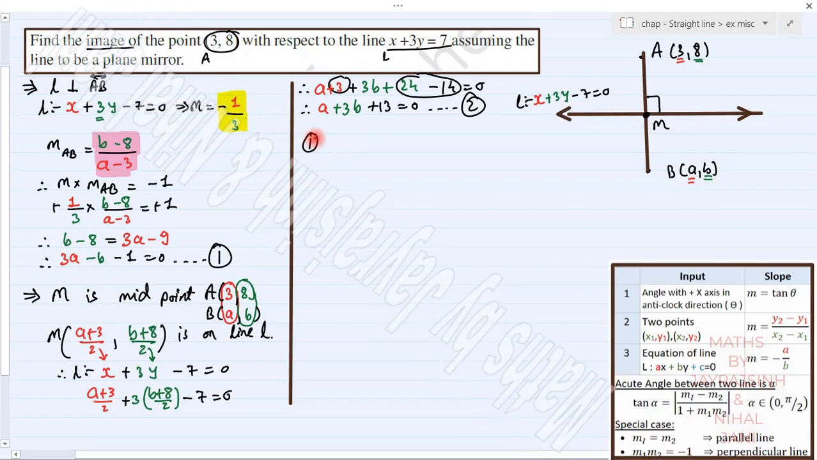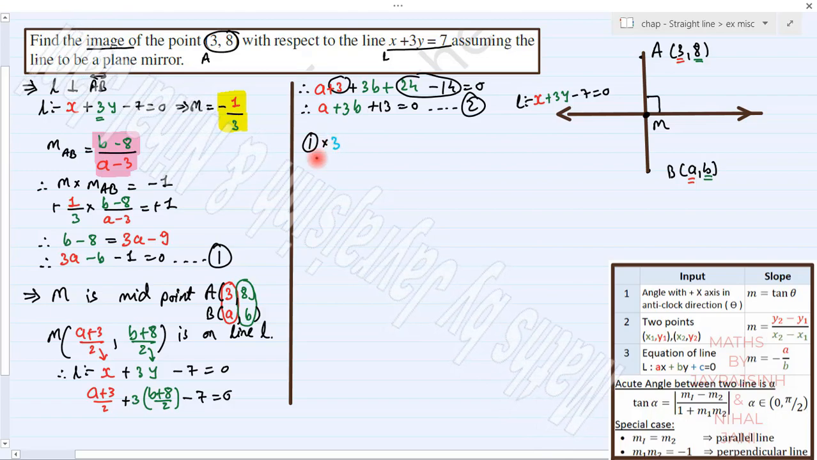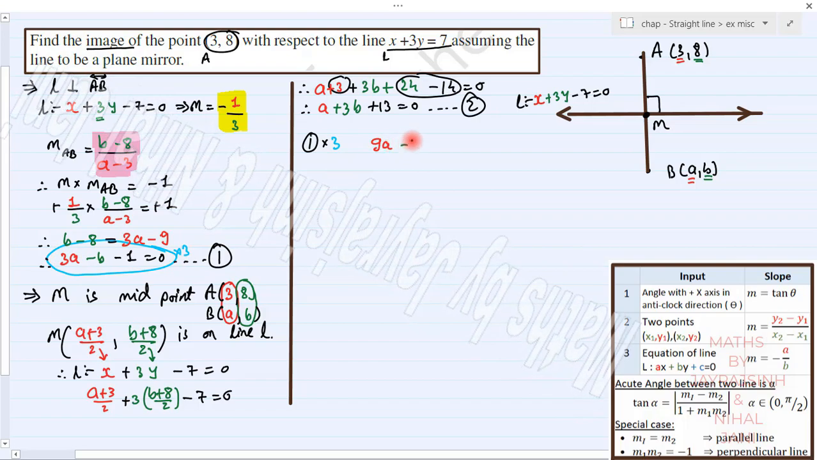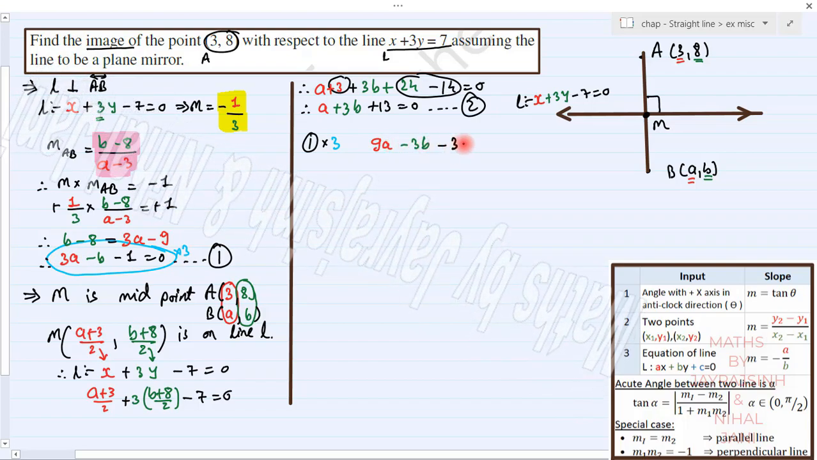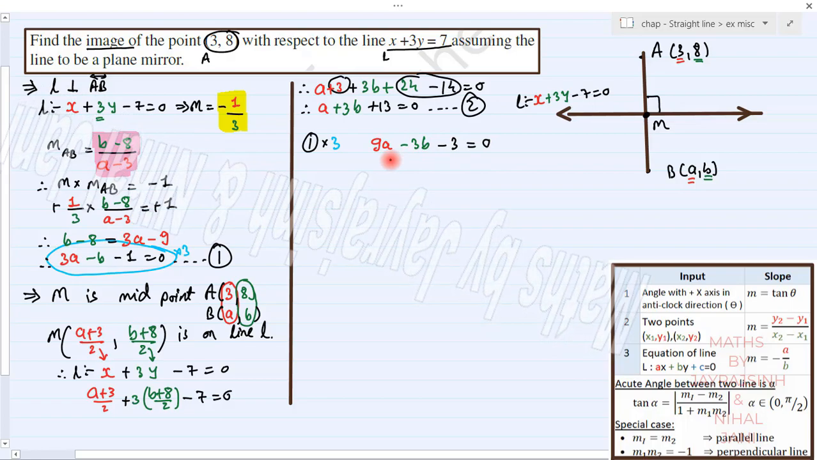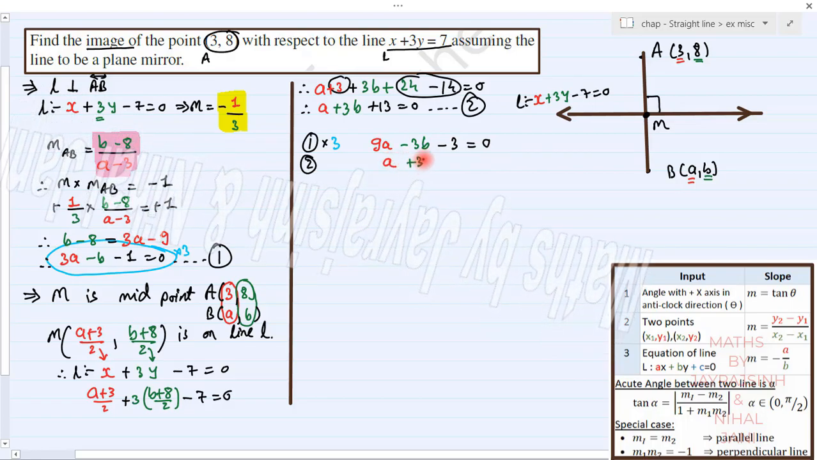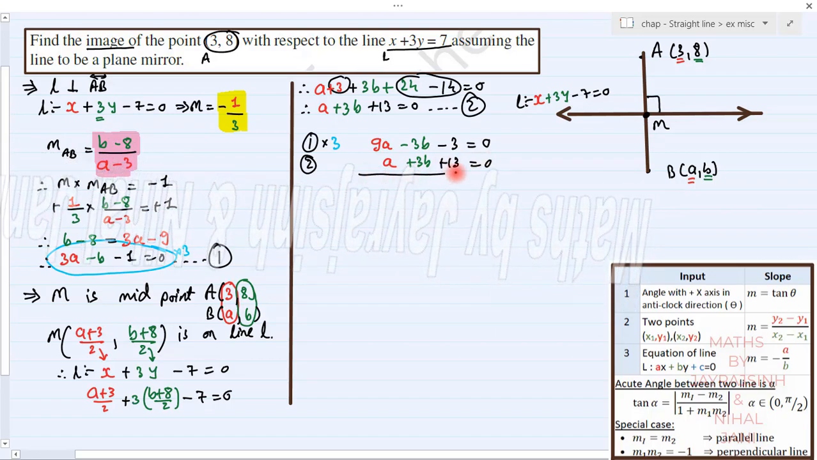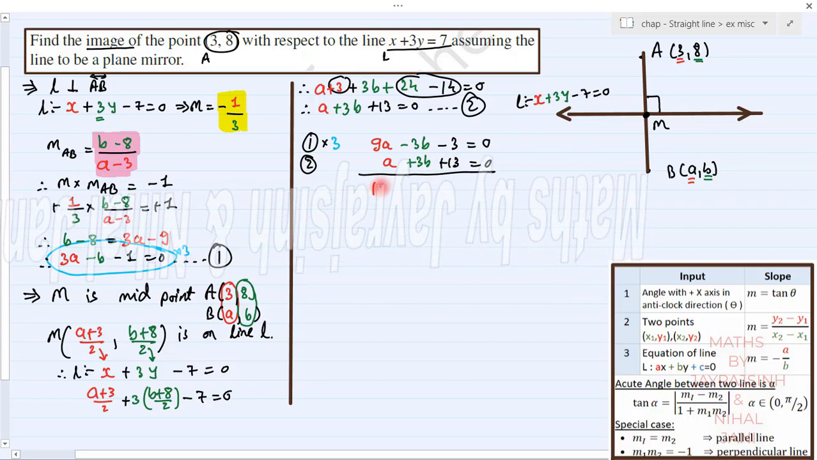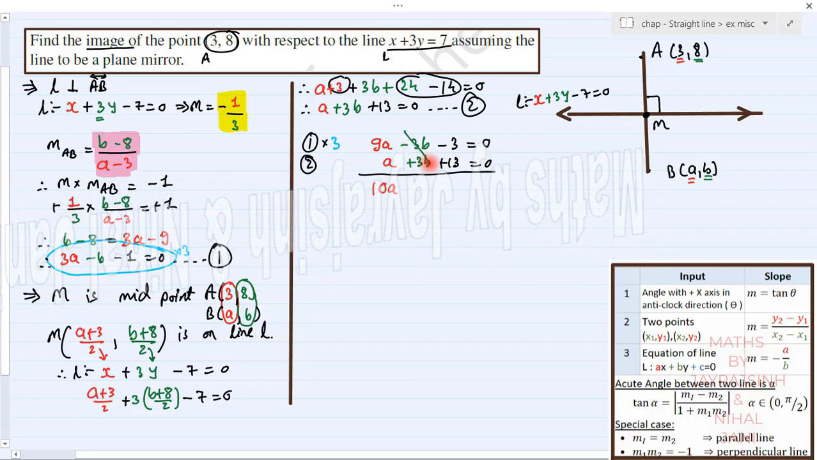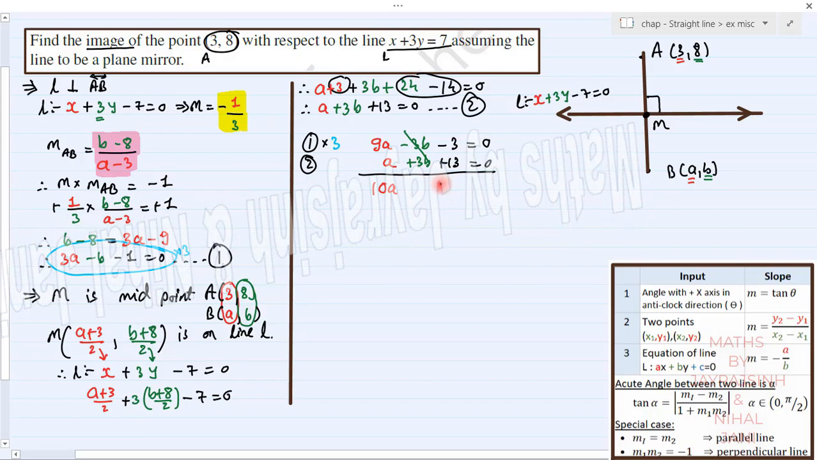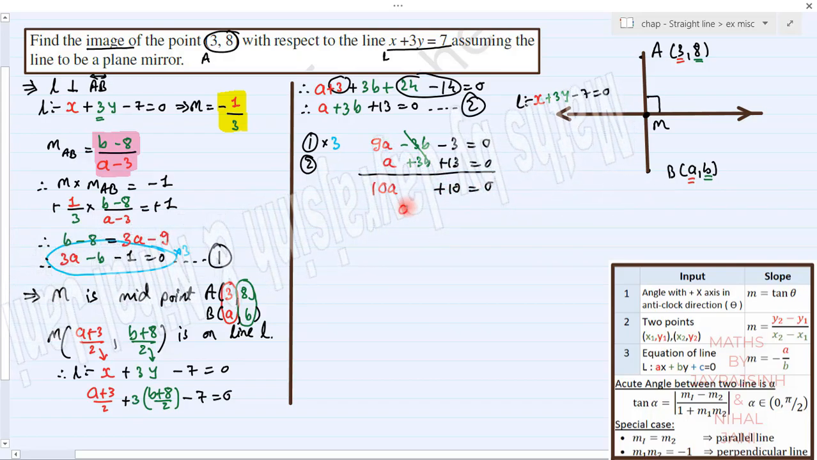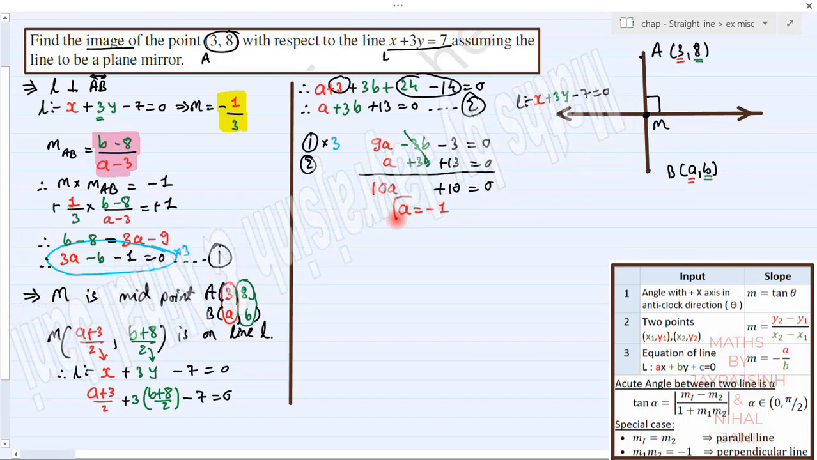So let's multiply equation number 1 by 3. So we will get 9a minus 3b minus 3 is equal to 0, and a plus 3b plus 13 is equal to 0. We have to add both equations. So 9a plus a will be 10a, 3b will cancel out, and we'll get 13 minus 3, or we can say 10, is equal to 0. So we will get a is equal to minus 1.